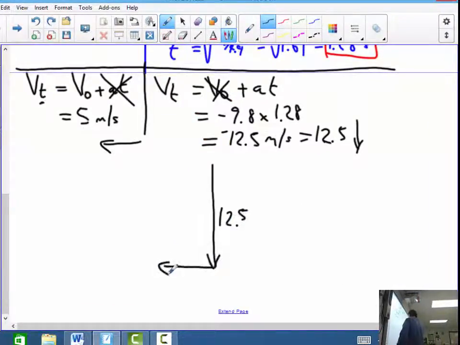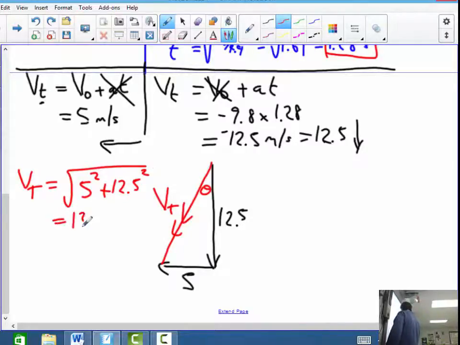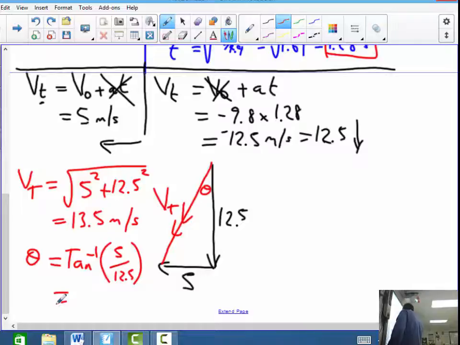Add them together with a vector diagram, which is why I taught you this. If you do this as a vector diagram, that will be your total velocity there, with an angle. Vt should be the square root of 5 squared plus 12 squared. It's around about 13.5 metres per second, I think. And the angle here is tan to the minus 1 of opposite side over adjacent side. And as I said, if you don't like using these, you just do a scale diagram of that and get the answer.